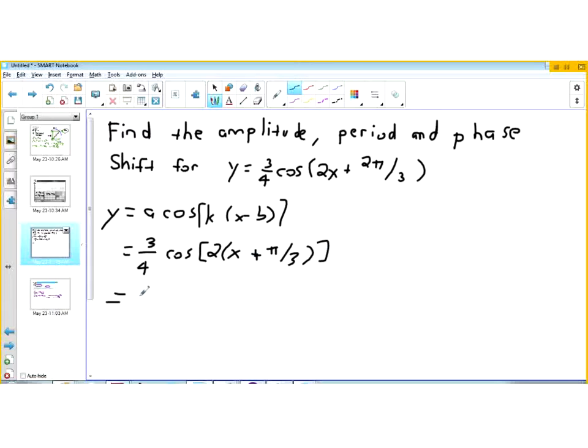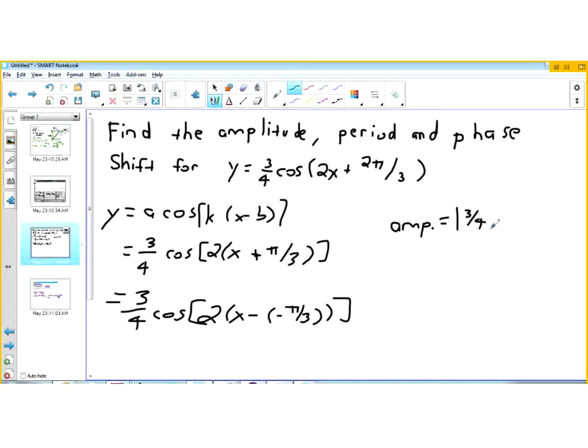Okay, so the conversion then would be 3/4 cosine of 2 times x minus, minus pi thirds, because this is a left shift. Okay, all right, so transform it thusly, and so the amplitude, which I'll just call amp, is equal to the absolute value of 3/4. Now if it were negative 3/4, you would take the absolute value of negative 3/4, but in this case it's just 3/4.